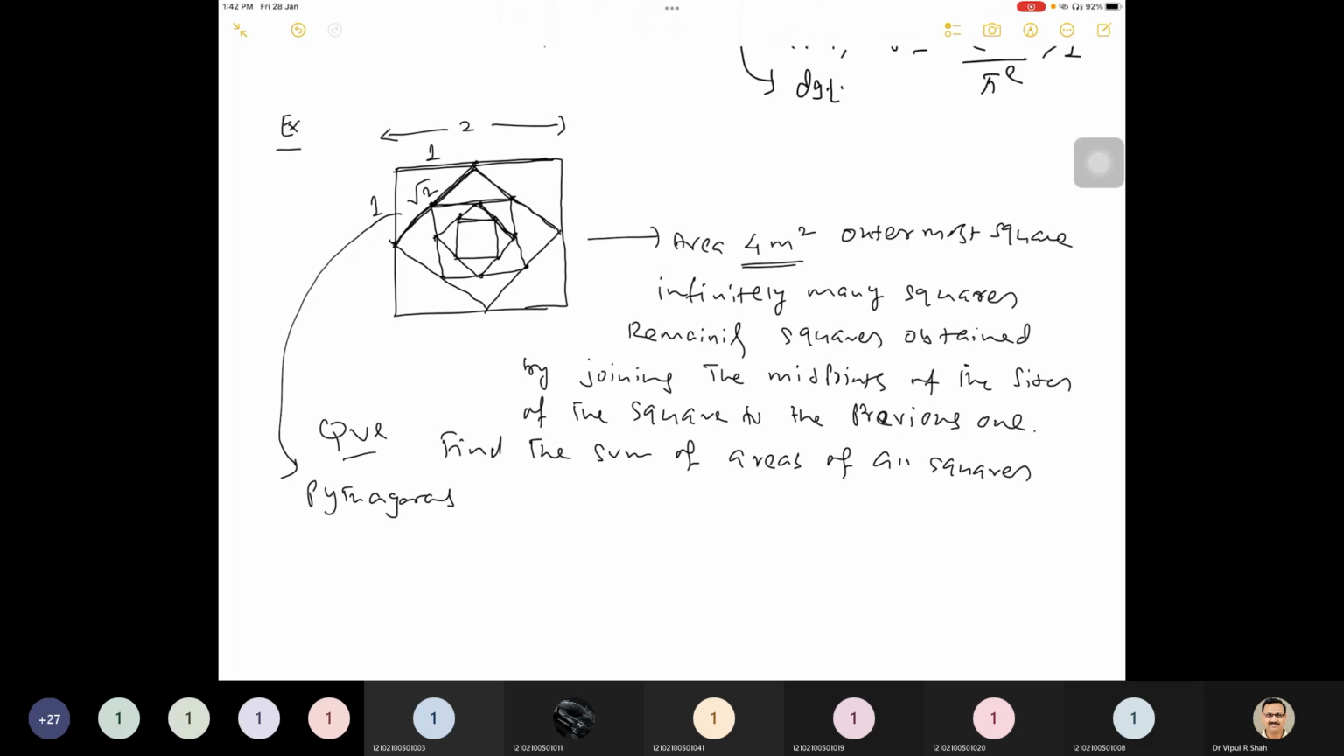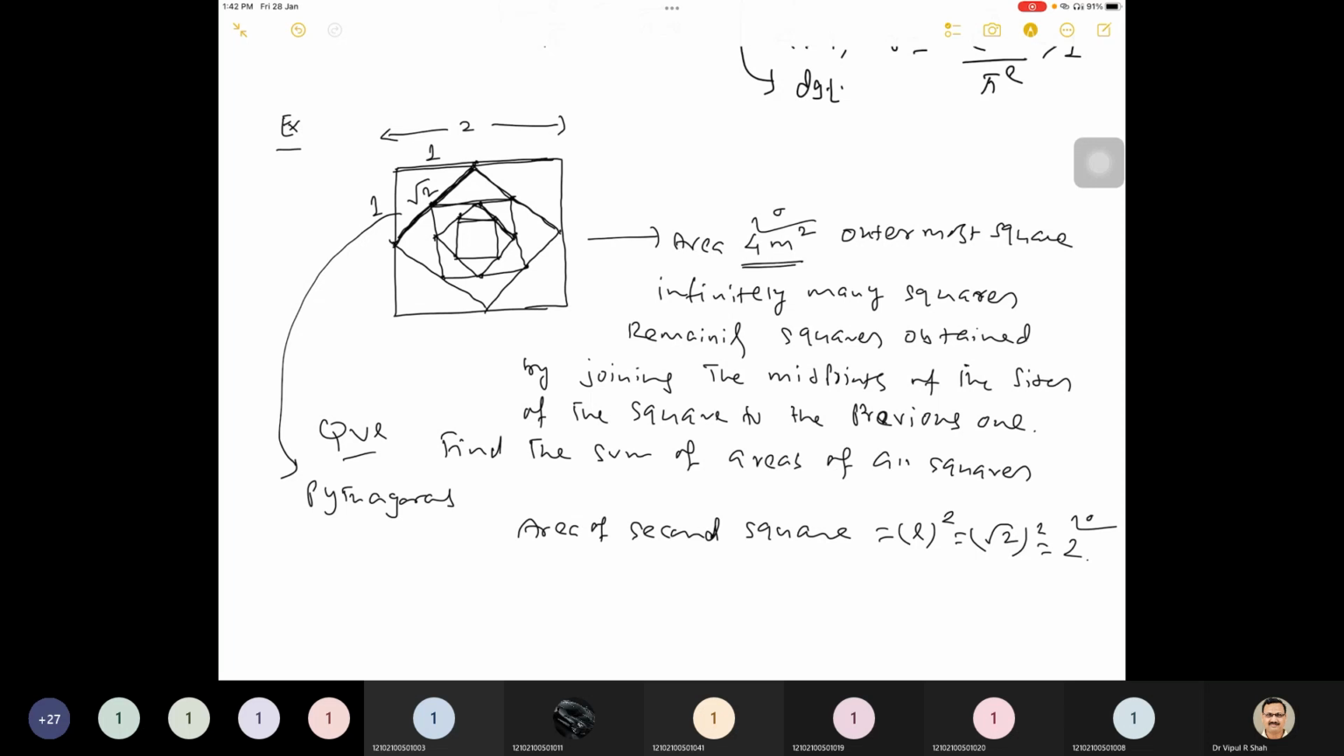So what is the area of the second square? 2. Yes, sir. Side squared, so root 2 squared, and so it is 2. Agree or no? Yes, sir. First is 4, then is 2. Okay, everyone? Same way you can continue. You can find one another also like this.